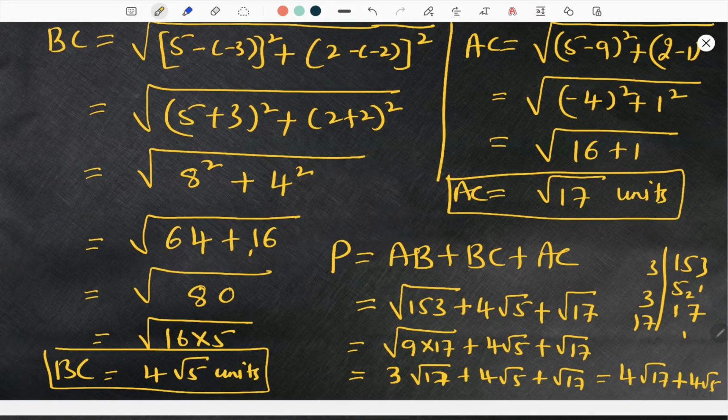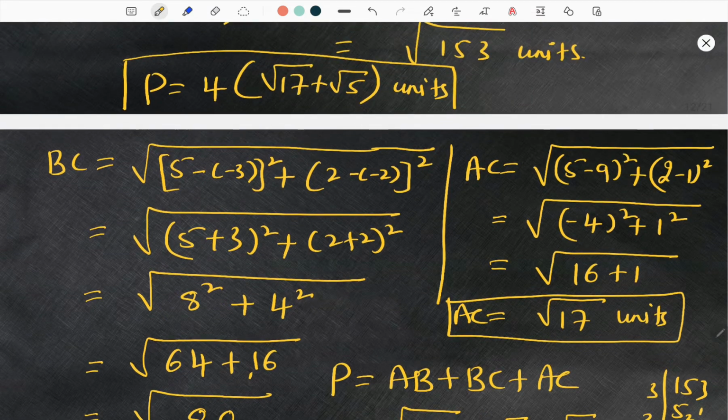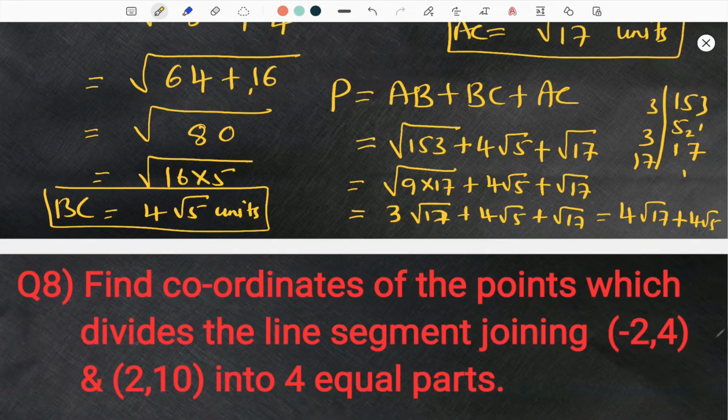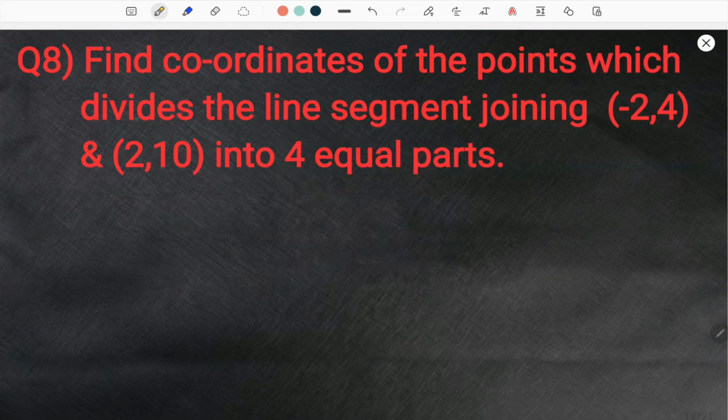I hope the little space that we have is not bothering you. The concept is very, very important, and I hope you understood the concept that I have explained. Make sure that you are doing it in a straight line, as you will be having a lot of space for the solution. Moving forward to the next question.